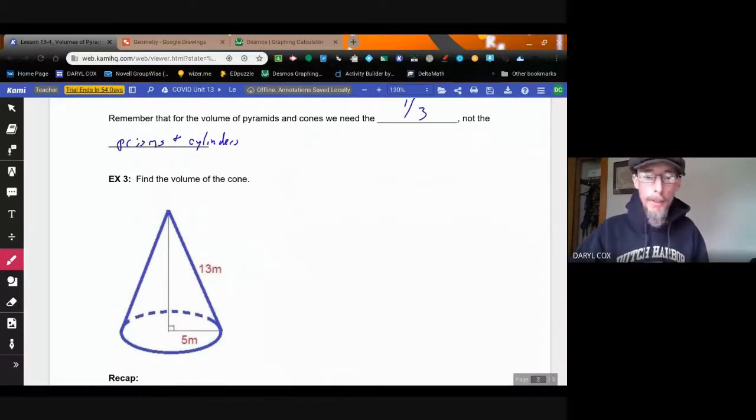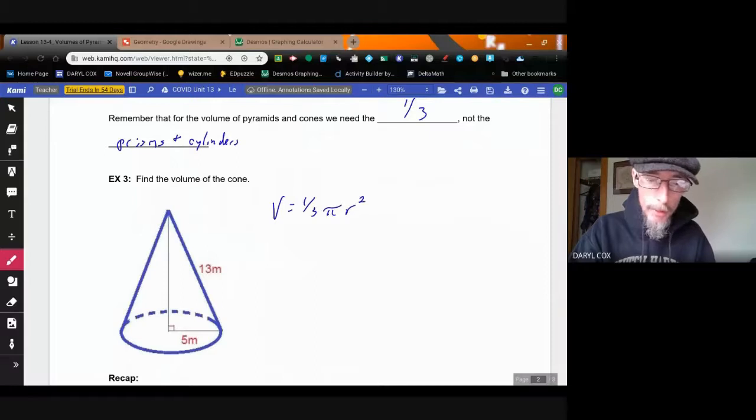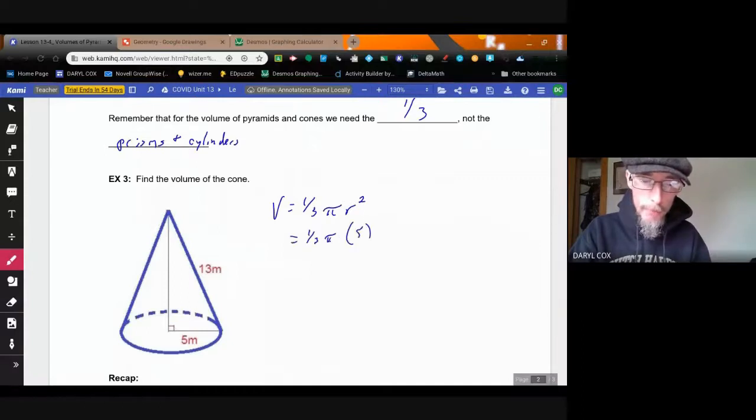Volume of a cone. I tell you what, do this one on your own. Find the volume of that cone. Okay, so you said volume equals 1/3 pi r squared. That's a quick way to do that. So 1/3 pi, my radius is 5. Whoops, I forgot my height. 5 squared. And whoops, the height is not 13.